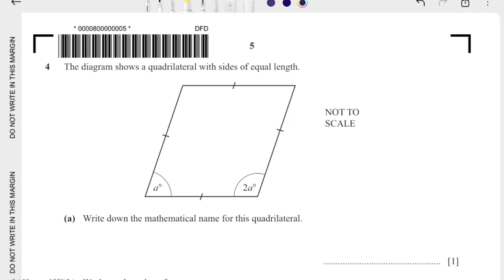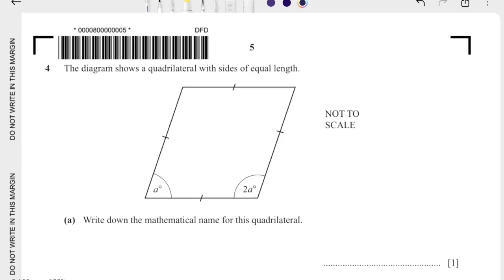Question number 4. The diagram shows a quadrilateral. Quadrilateral means a shape having 4 sides with sides of equal length. So all sides are the same. So write down the mathematical name for this quadrilateral. So this is a rhombus.